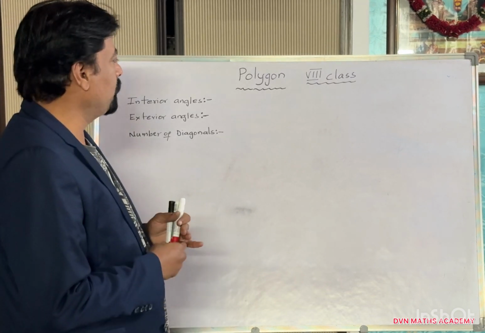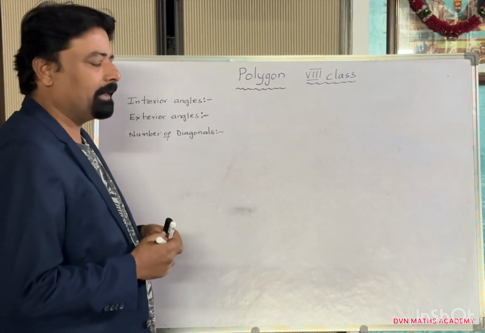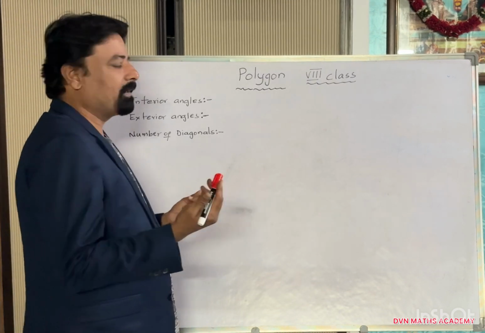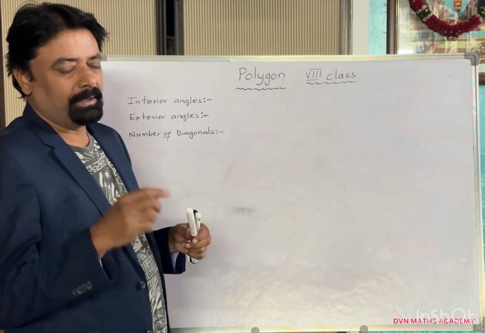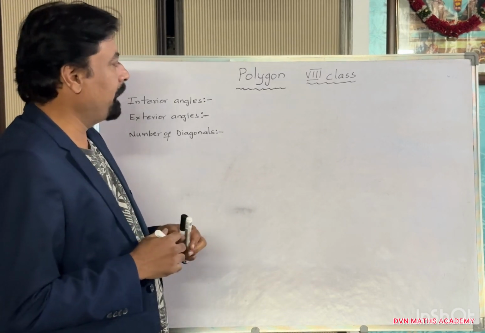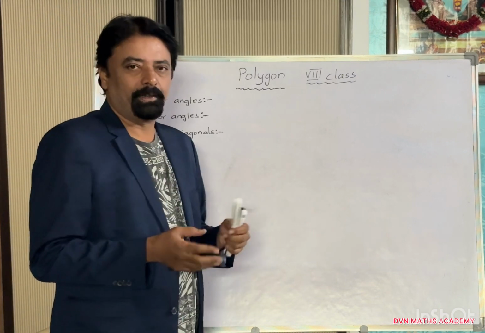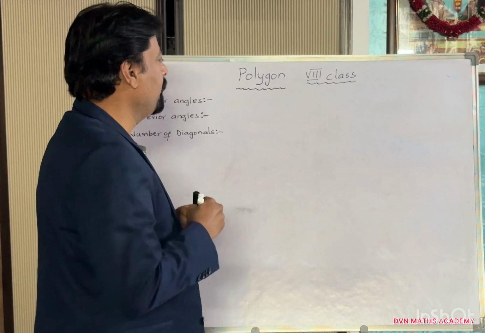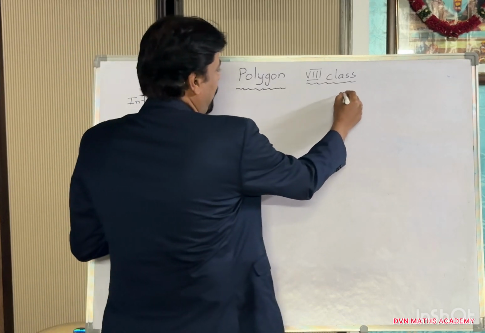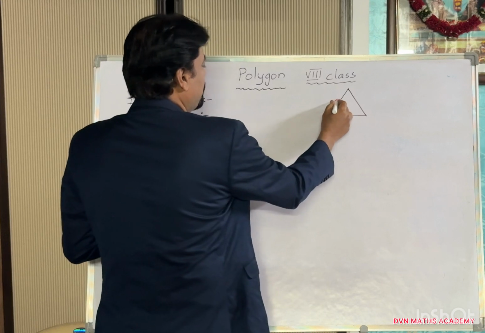So first we need to discuss what a polygon is. A polygon is nothing but a closed figure with some number of sides. For example, polygons begin with a triangle. I mean, the least polygon is a three-sided figure that is called a triangle. With two sides, you cannot make a polygon. So the least polygon is a triangle, and a triangle, you know, has three sides.